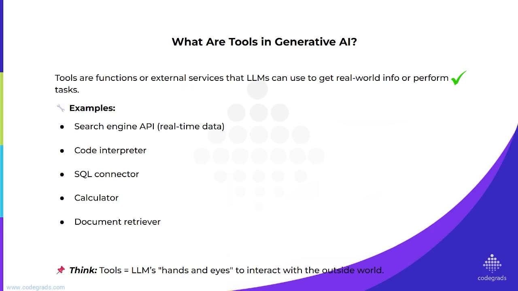If we need real-world info, we need real-time data. At that point of time, we need the search engine API, so it is considered a tool. We need a code interpreter. We need to connect to a database, for example, SQL, so an SQL connector. We need a calculator, and a document retriever to retrieve any particular document. So these are examples of different tools which can be used for our task. Now, tools are the LLM's hands and eyes to interact with the outside world. If we need to get the result from current real-time data, at that point of time, we need tools. So they are considered hands and eyes to interact with the outside world.